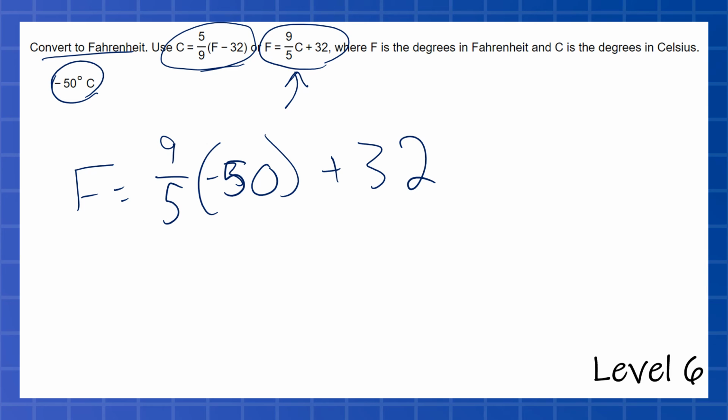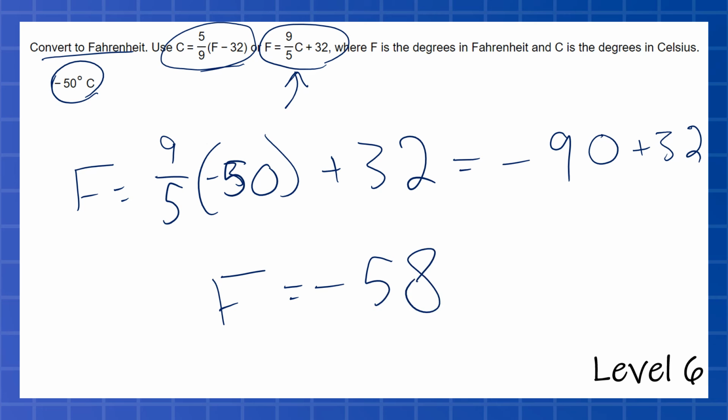And from here, we can go ahead and do a little bit of math, and I get 9 over 5 times negative 50, and that would be negative 90 plus 32. And so I get Fahrenheit for negative 50 Celsius is negative 58 degrees Fahrenheit.